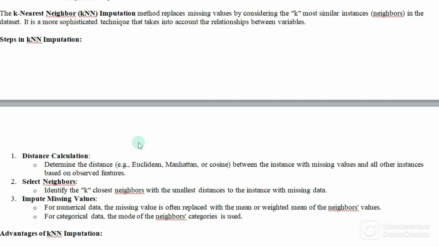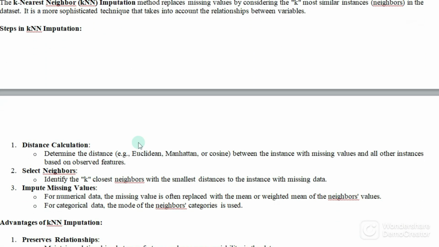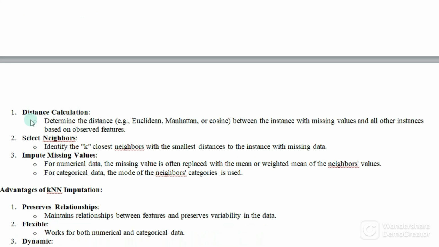So let's see the steps in the nearest neighbor imputation method. First, distance calculation, in which we determine the distance, which can be Euclidean, Manhattan or cosine, between the instance with missing values and all other instances based on observed features. Now we select after it the neighbor. So identify the closest neighbor with the smallest distance to the instance with missing data. इसका सबसे कम distance रहेगा, उसको हम select करते हैं.